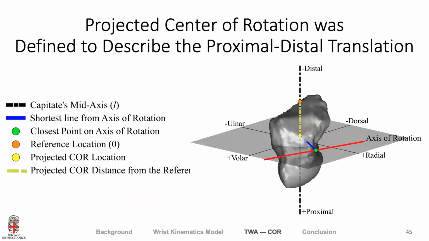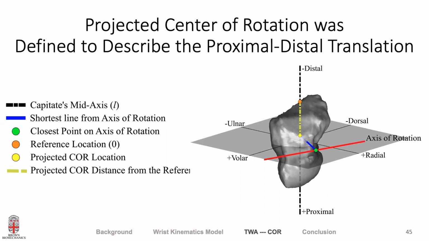So the data that I showed can help us understand the joint better in pure movements. But we want to know how the center of rotation moves when there is a combination of pure movements, for example, in circumduction. Right now, we only look at flexion, extension, and radial ulnar deviation.